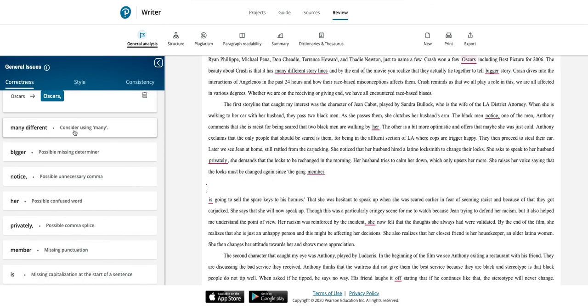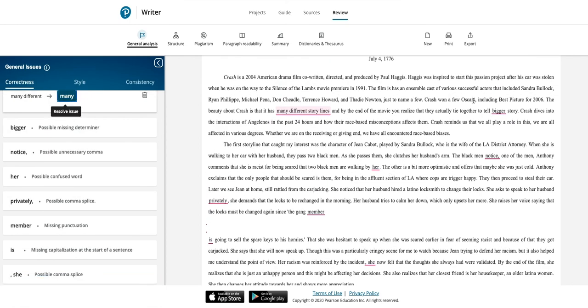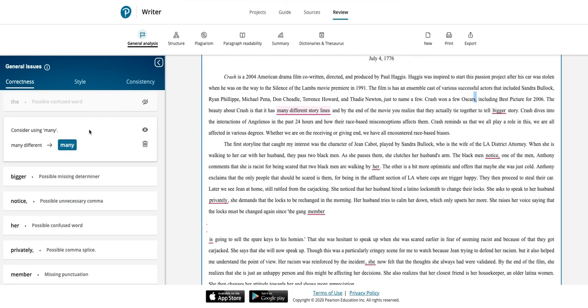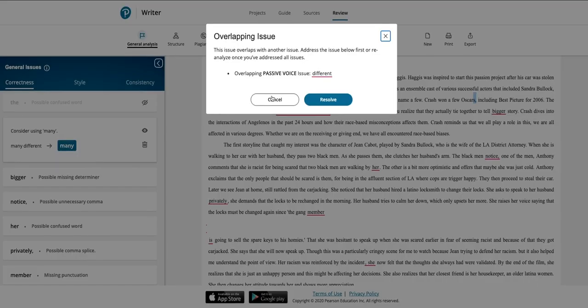If we just go through, the next one was Oscar. It says I'm missing a comma. Crash won a few Oscars, including, yep, I should do that. So I'm just going to click on it, and it's going to add the comma. If I go back up, you can see it added the comma for me. What I have here is many different storylines. It's saying, instead of many different, just say many. Crash has many storylines. And yeah, I kind of like that. Many different and many, what's the difference? I think many is a more concise way of saying the same thing.